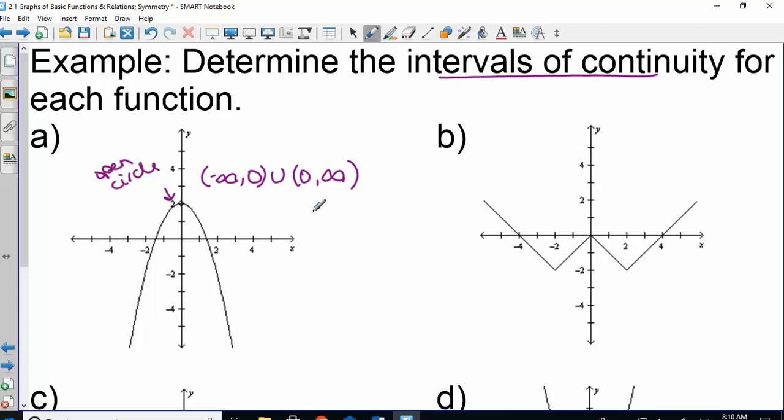All right, on B. So we have this zigzag. There are no open circles here. So could you draw that entire thing without picking up your pencil? Yes. So where would we say it is continuous?